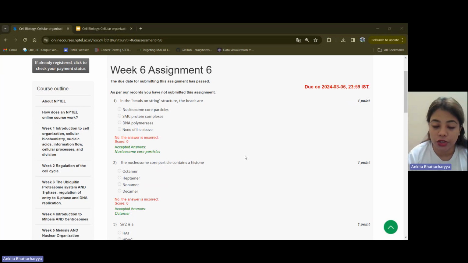you have the entire stretch of DNA from which around 147 base pairs wrap around an octamer of histones, and they are connected by a stretch of unpacked or free DNA, which is the linker DNA, followed by another bead. So that resembles the beads on string structure. And in this structure, the beads will refer to the nucleosome core particles. That nucleosome core particle is made up of 147 bases of DNA, which is wrapped around the histone octamer. So that is what effectively refers to the nucleosome.